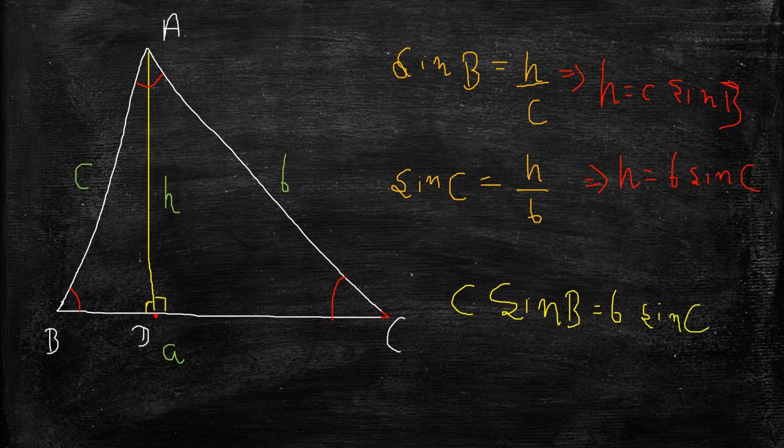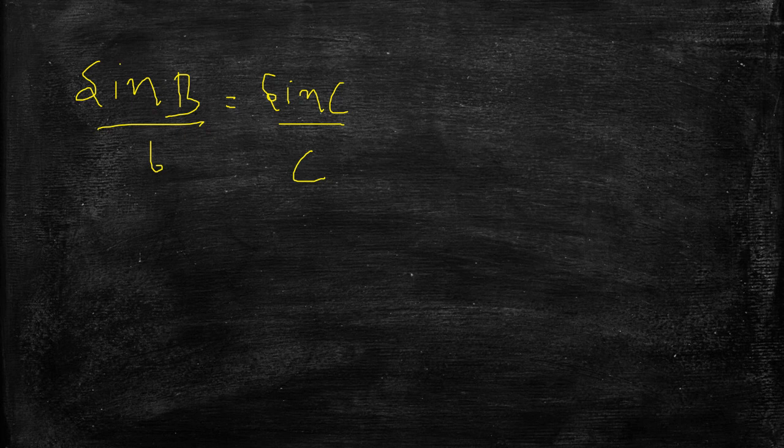So I will just rearrange the terms. So sine B upon b, I will transfer b here and c there, to get sine B upon b is equal to sine C upon c. That is, sine of angle B upon side b is equal to sine of angle C by c, small c, that is the side length.